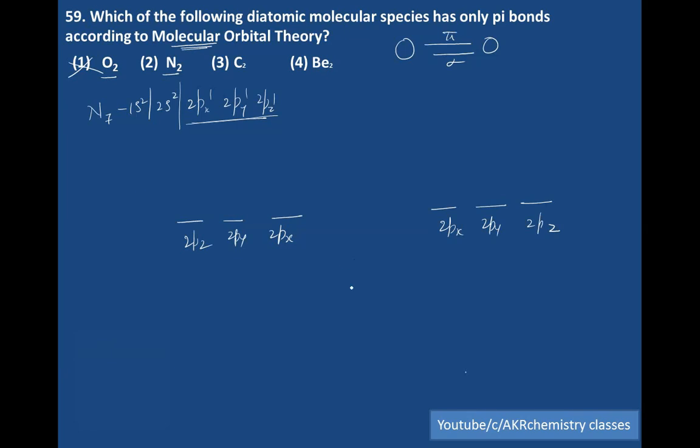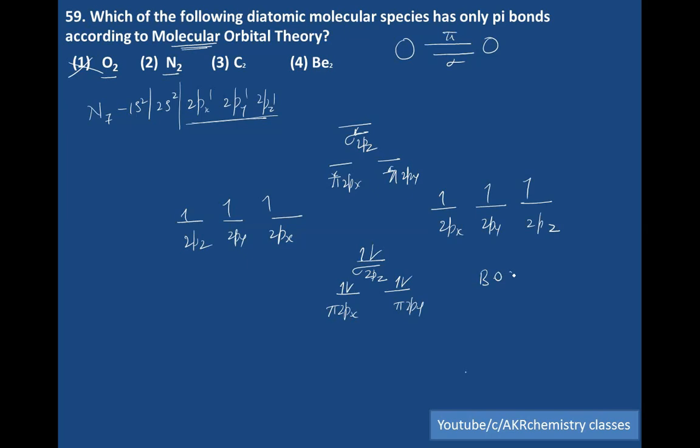Less than 7 means first pi 2px, pi 2py, then we get sigma 2pz. These are bonding, and these are all anti-bonding: pi star 2px, pi star 2py, and sigma star 2pz. So we need to follow the Aufbau principle, Hund's rule, as well as Pauli's exclusion principle. 1, 2, 3, 4, 5, 6. All the 6 electrons get filled in the bonding molecular orbitals only.